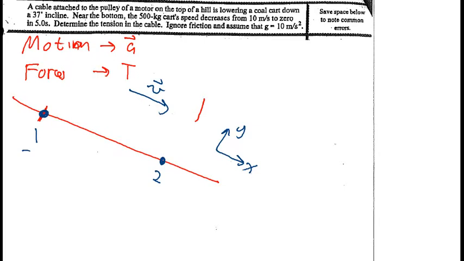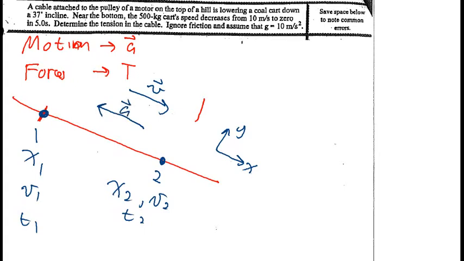So we're going to have an x1, a v1, and a t1, and we'll have an x2, v2, and t2. And since this cart is actually decelerating as it goes down the hill, we're told, because its speed decreases, that means that the acceleration points up the hill.